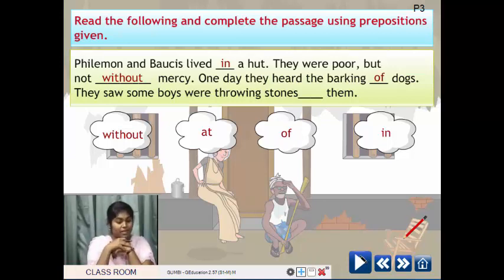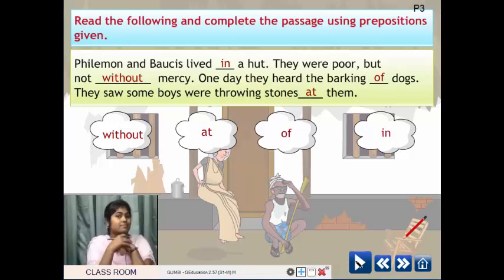Final sentence. They saw some boys were throwing stones dash them. I think you have already guessed the answer. Which is it? Correct. At them. Only one word is remaining. Yes. So they saw some boys were throwing stones at them.